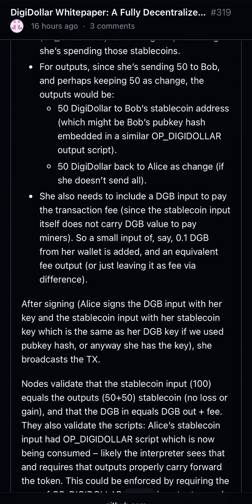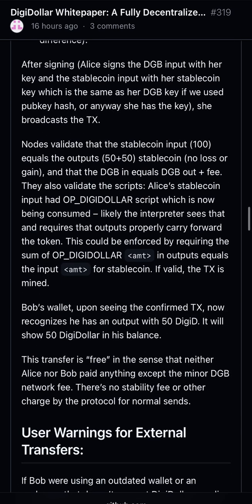She also needs to include a DGB input to pay the transaction fee, since the stablecoin input itself does not carry DGB value to pay miners. So a small input of, say, 0.1 DGB from her wallet is added, and an equivalent fee output, or just leaving it as fee via difference. After signing, Alice signs the DGB input with her key, and the stablecoin input with her stablecoin key, which is the same as her DGB key if we used pubkey hash, or anyway she has the key.